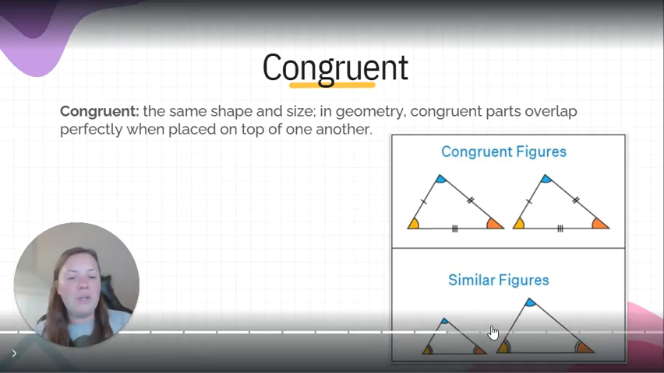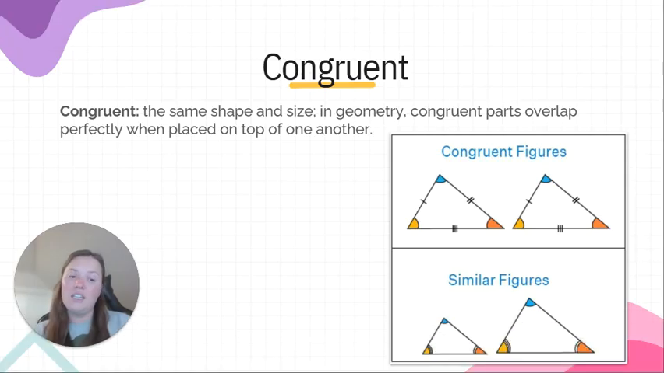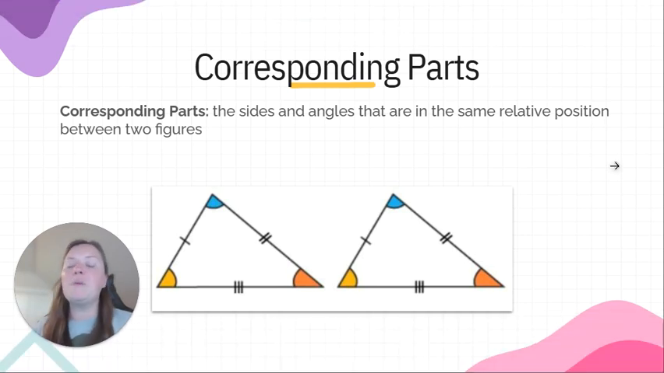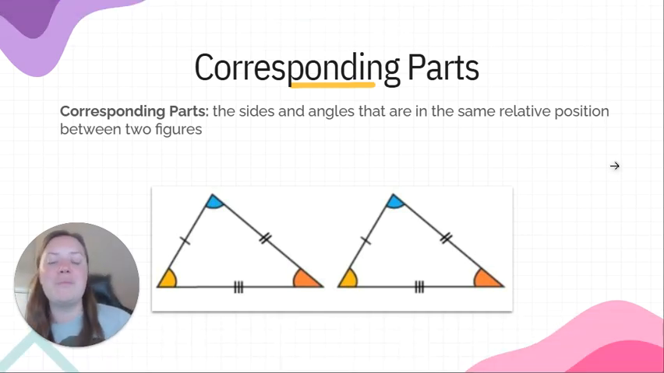But down here, we do not have the same shape. We have the same size, not the same shape. So therefore, these two triangles are not congruent. Corresponding parts. They stuck with corresponding parts. They are the sides and angles that are the same in the relative position between the two figures, okay?